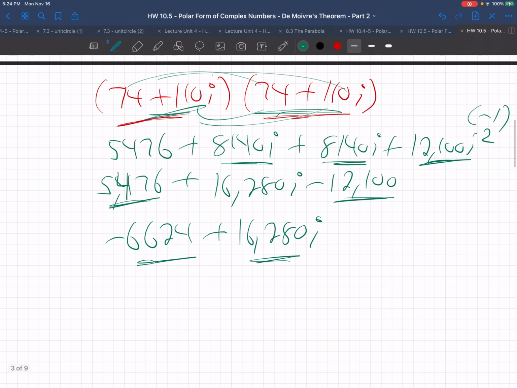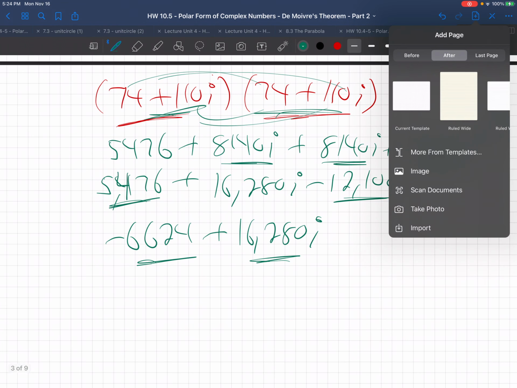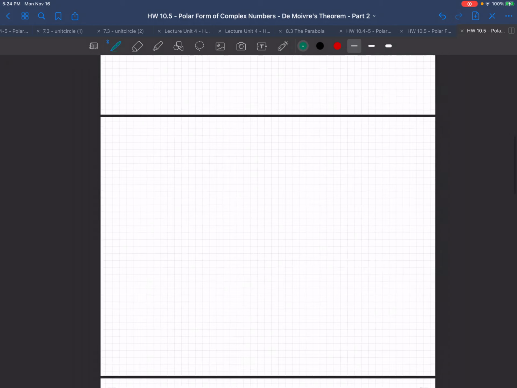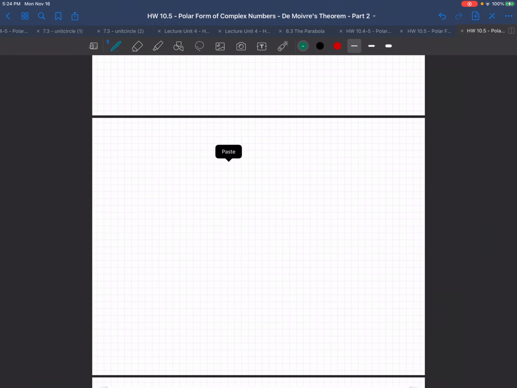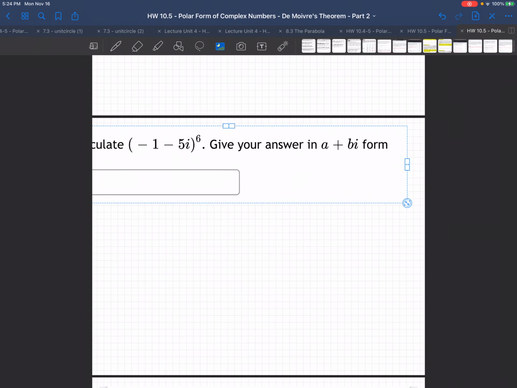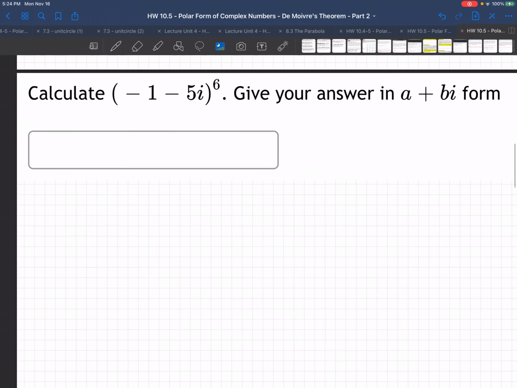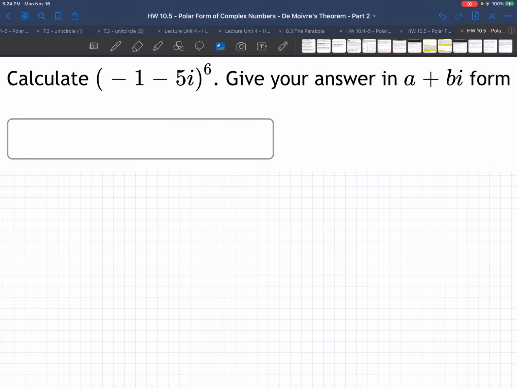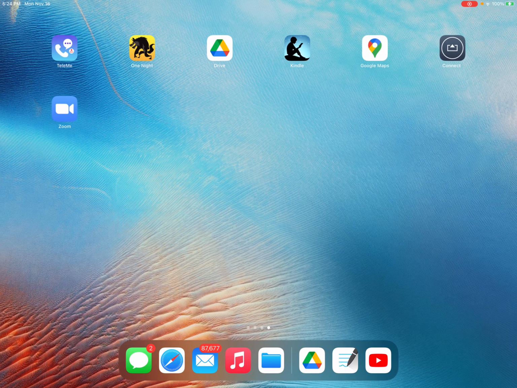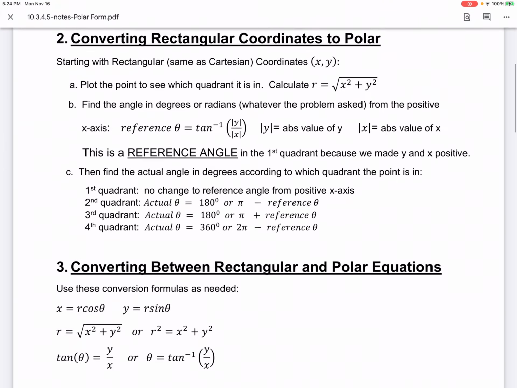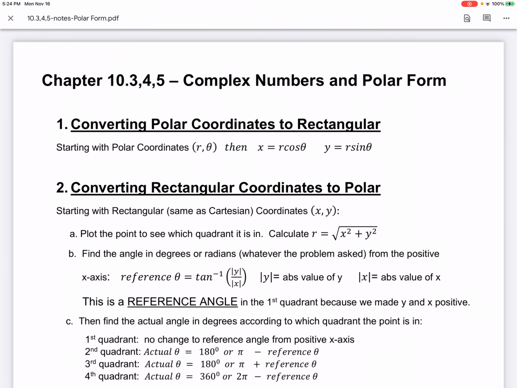So let me come down here and do it right. Let's try again. And here's a quicker way. So that's a long way we'd like to avoid. So what is the quick way, the short way? Well, look at the notes. If you look on the notes, here's the Chapter 10, 3, 4, and 5, Complex Numbers, Polar Form notes at the top of Module 5.